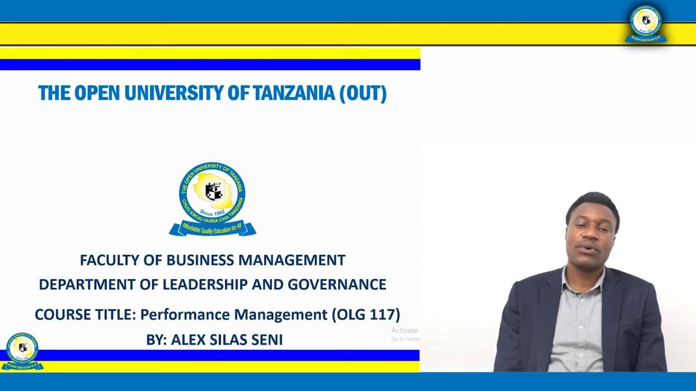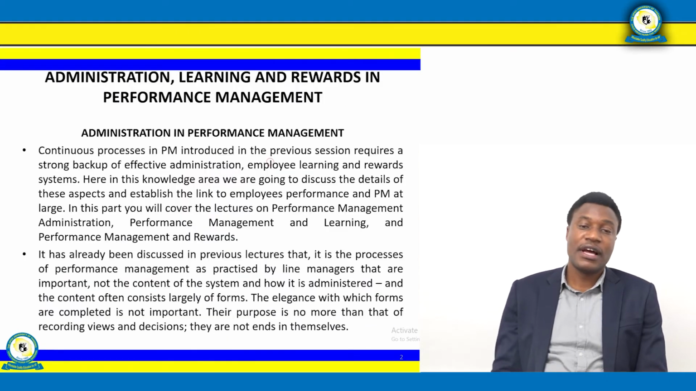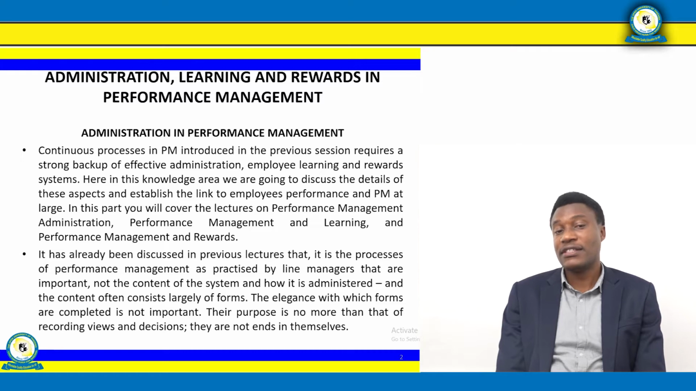Today we will have a look at this course called Performance Management, that is OLG 117. And this is knowledge area 3, which comprises three things: administration in performance management, learning in performance management, and rewards in performance management. These are the three things we will discuss in this knowledge area, and they are very important to understand and to be aware of.